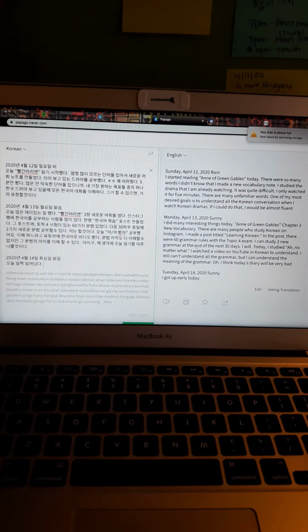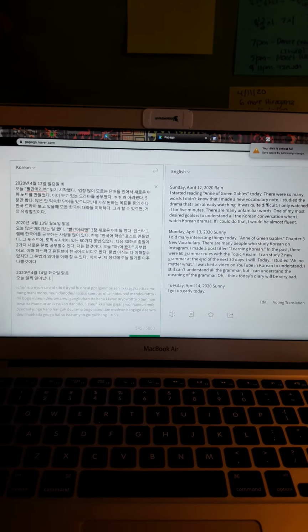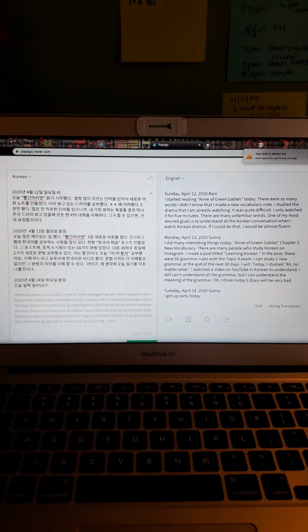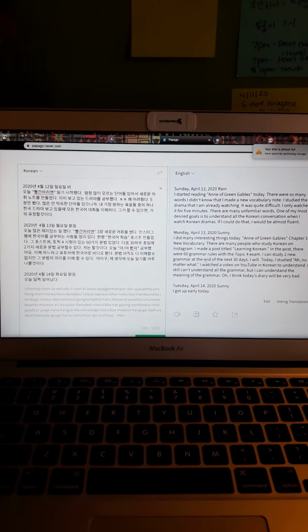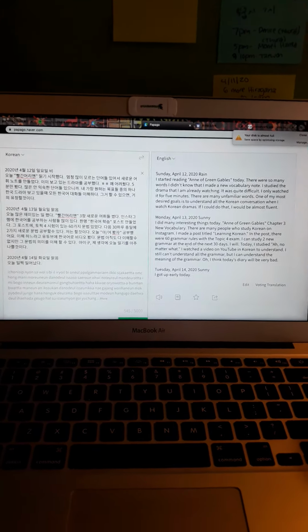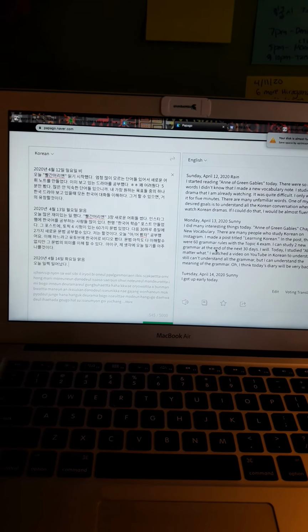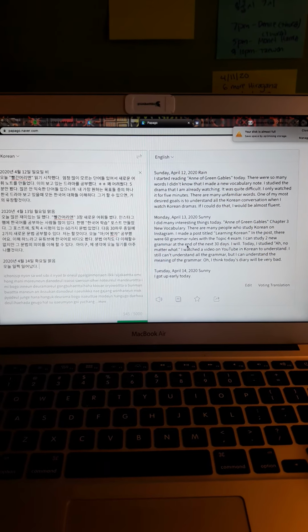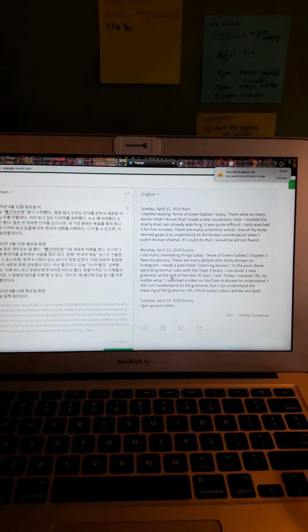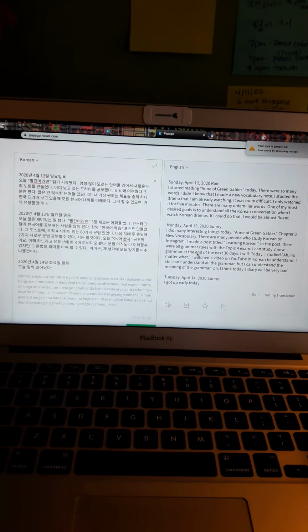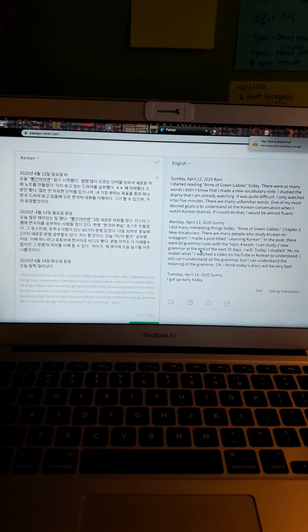But I think this is a really good idea if you are learning Korean at any level, even if you are at a beginner level and you just want to practice writing sentences about what you did today, maybe what you ate today, where you went today. It's really good practice, especially if you have a native speaker correct you.